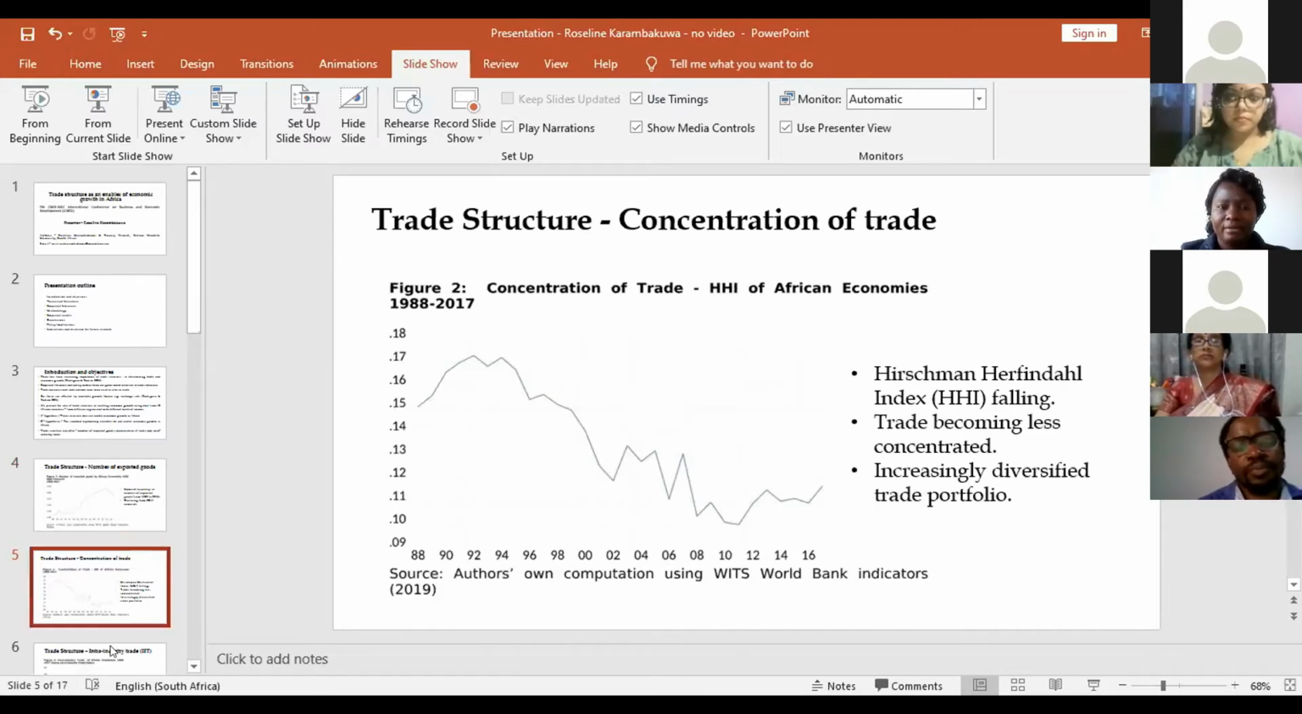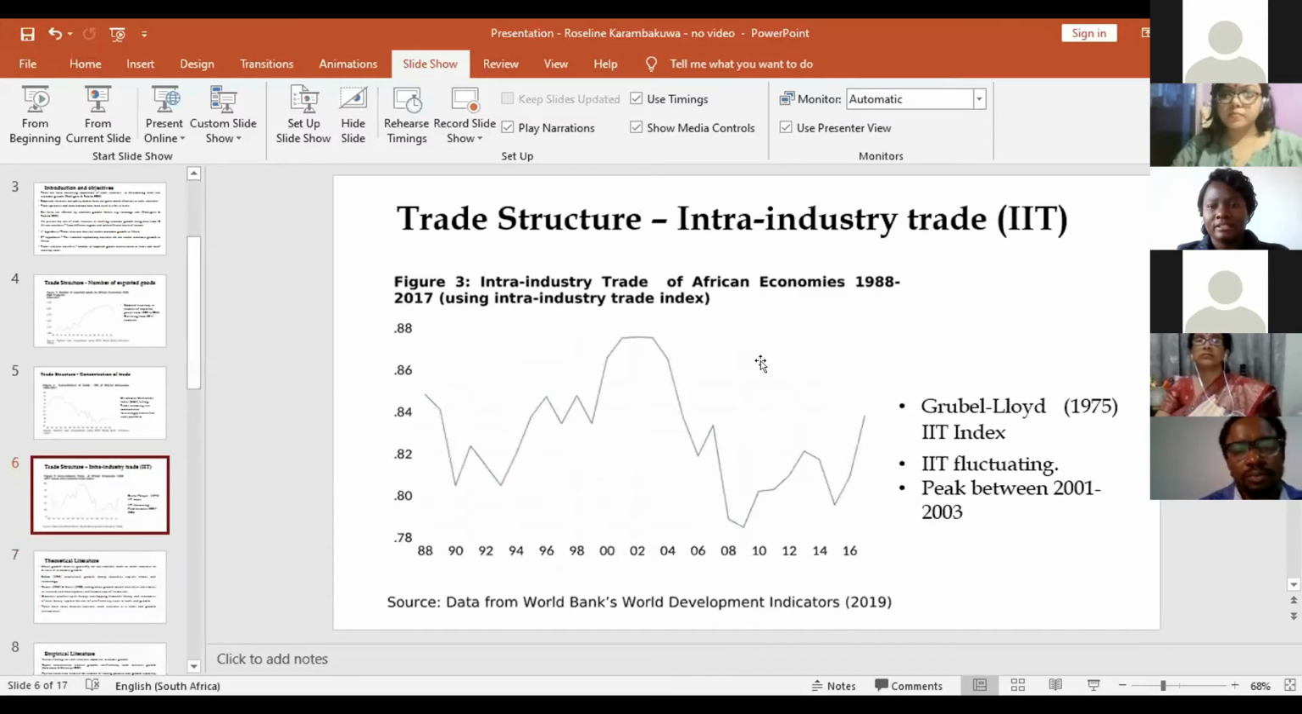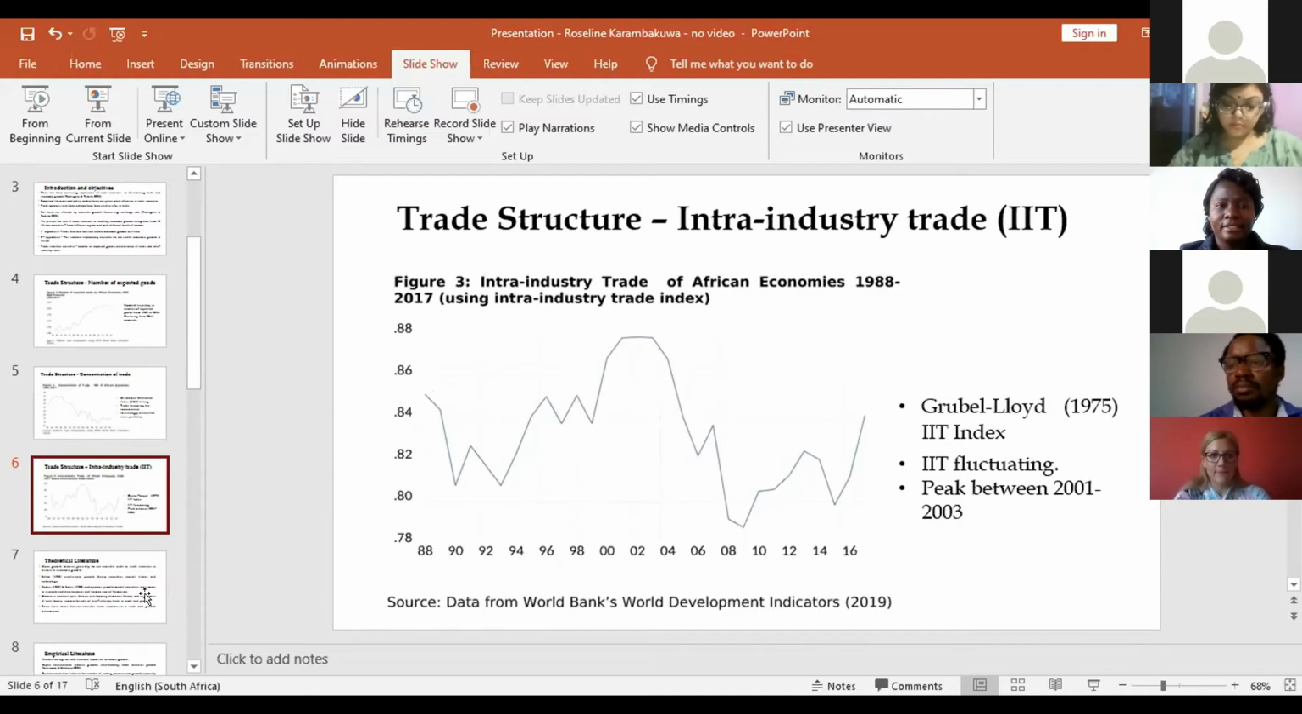The other variable that we looked at is intra-industry trade, which we used the Grubel-Lloyd index to measure, and the diagram there shows that the intra-industry trade has been fluctuating with a peak between 2000 and 2003.